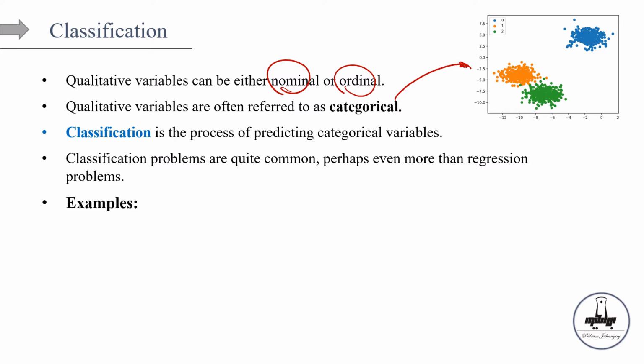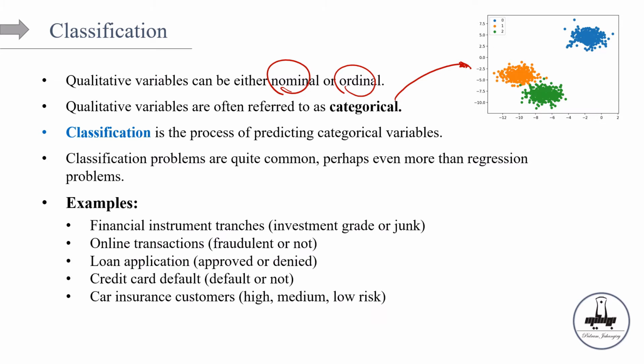Now let's review some examples in finance. The first one, financial instrument tranches, right? So what are tranches? Tranches are pieces of a pooled collection of securities, usually debt instruments, that are split by risk or other characteristics in order to be marketable to different investors, right? Why does that matter? For example, you look at the characteristics of a bond and see if that bond is an investment grade bond or a junk one, right?